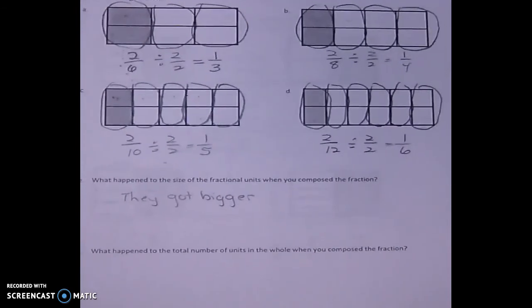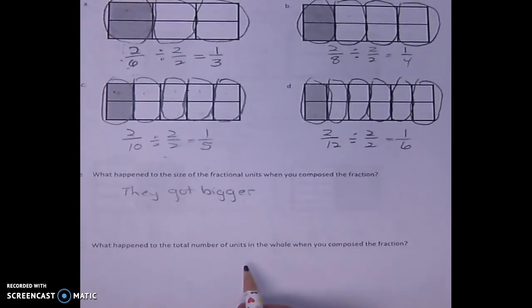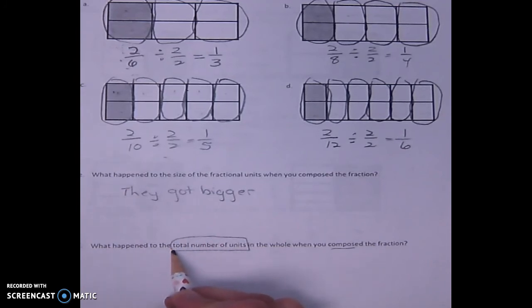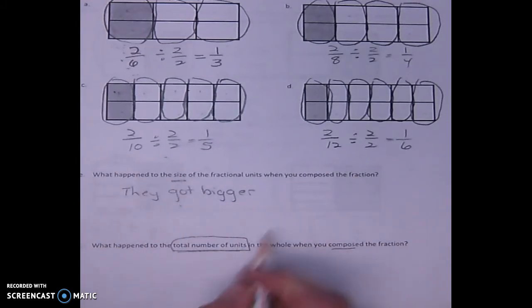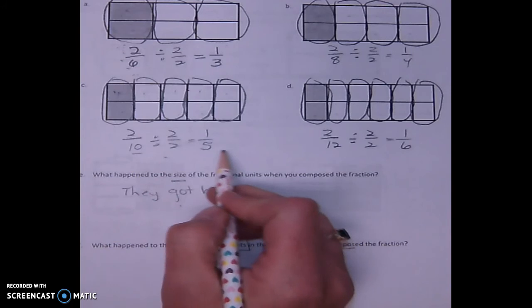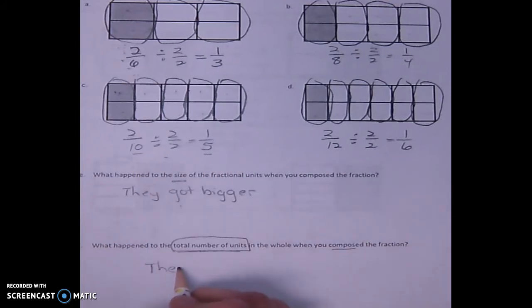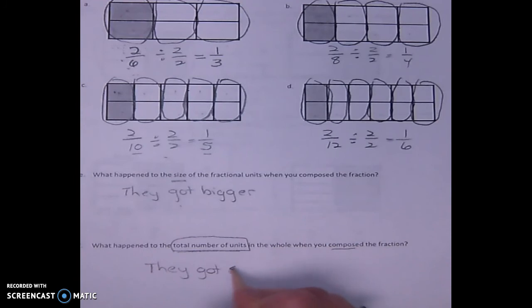Now, what happened to the total number of units when you composed the fraction? When you composed it, you made it a reduced fraction. What happened to the total number of units? The size got bigger, but the total number of units, we went from a 10 to a 5. They got smaller. Okay. So go ahead and bring that in tomorrow.